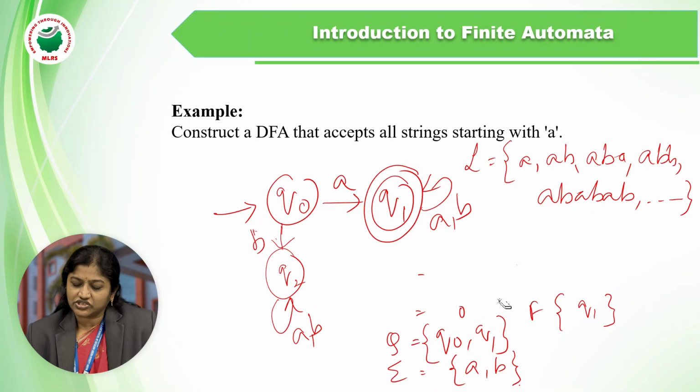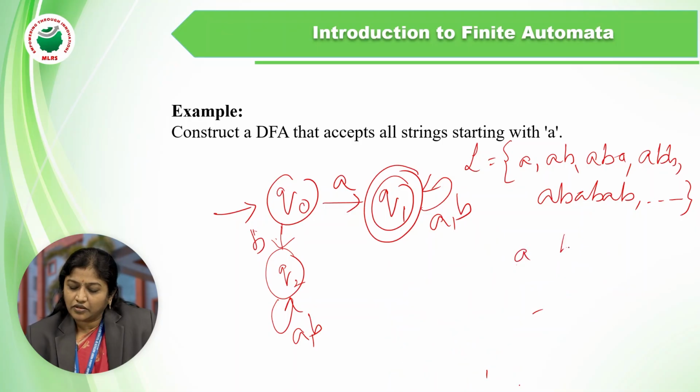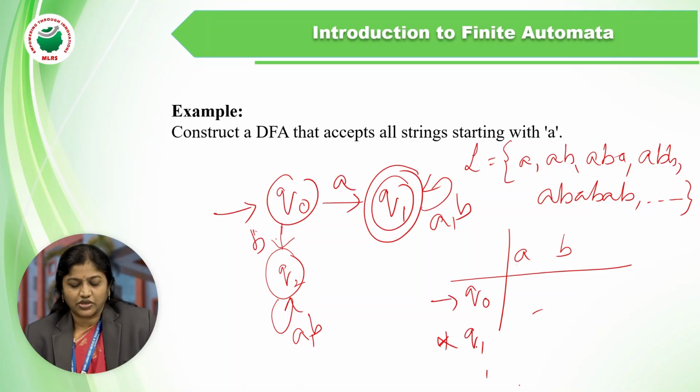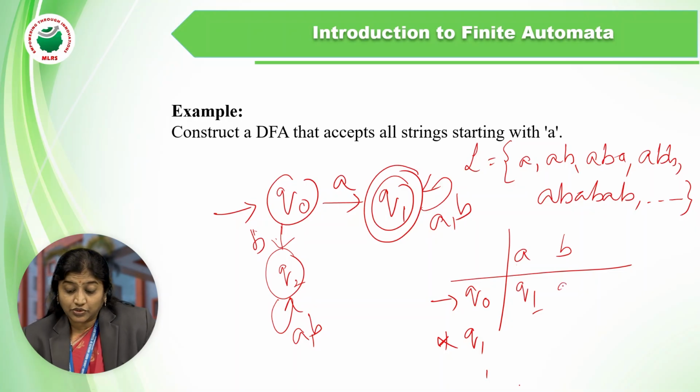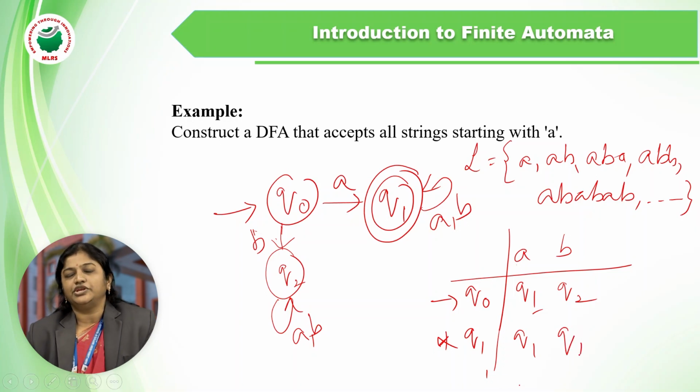This transition table we'll write now. How to write the transition table? A, B, and the states Q naught, Q1, Q2. Start state is Q naught, end state is Q1. Q naught on A is what? Q1. Q naught on B here is Q2, which is a dead state. Q1 on A is Q1. Q1 on B is Q1 only. This is how we need to write the transition table.